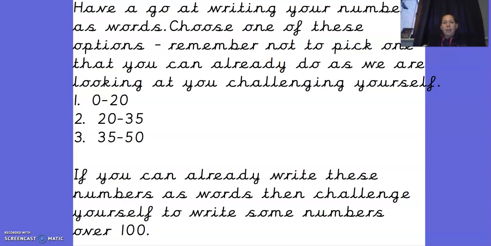Okay, so your first challenge is to have a go at writing your numbers as words. Choose one of these options. Okay, we've got 0 to 20 as words, 20 to 35, 35 to 50. Remember not to pick one that you can already do as we're looking at challenging ourselves. Okay, if you can already write these numbers as words, then challenge yourself to write some numbers over 100. So pause the video while you have a go at that.